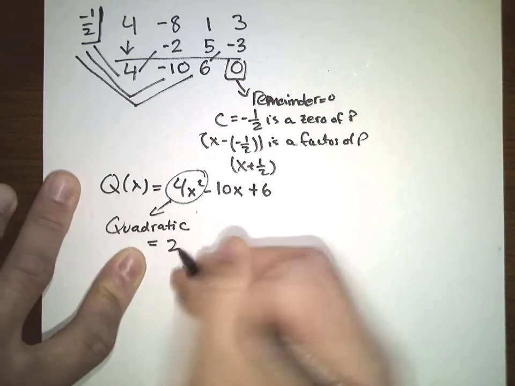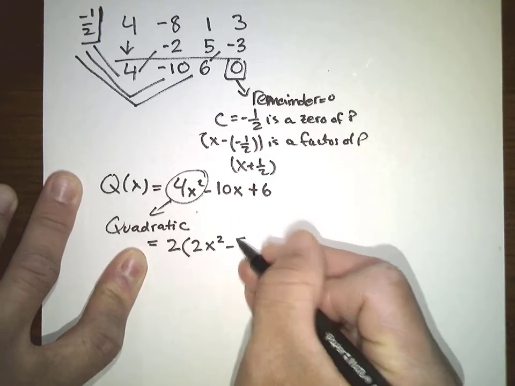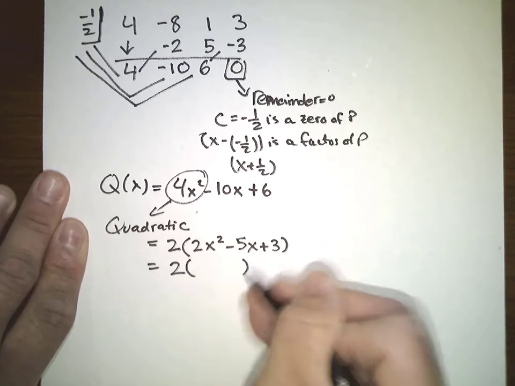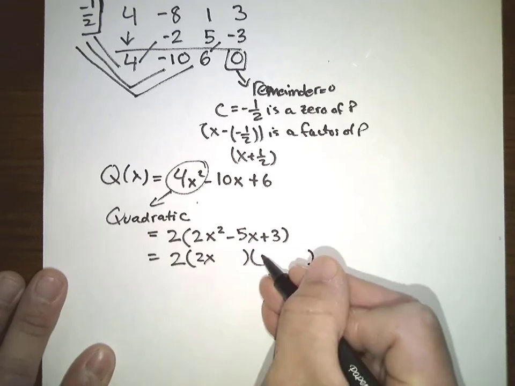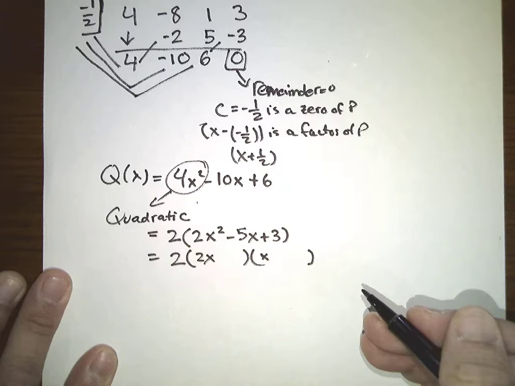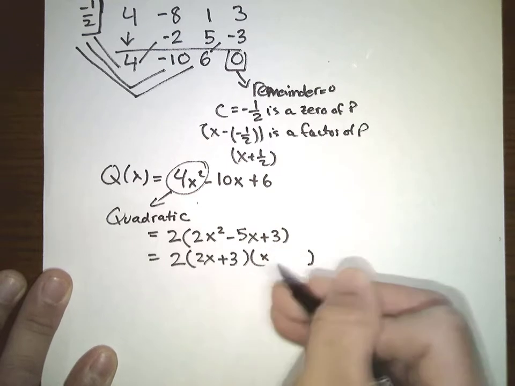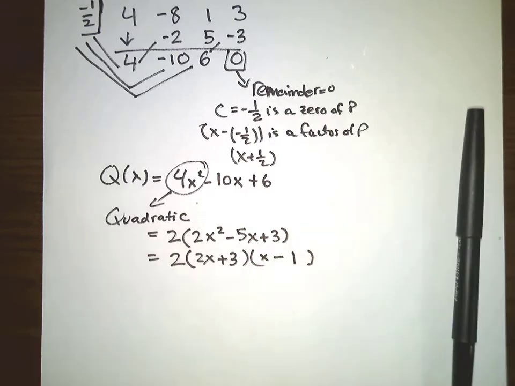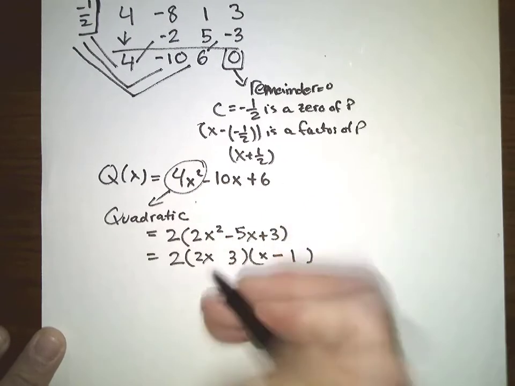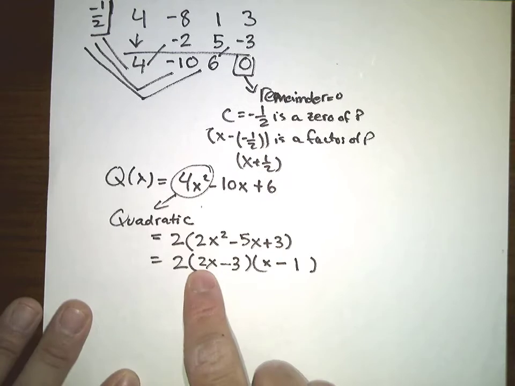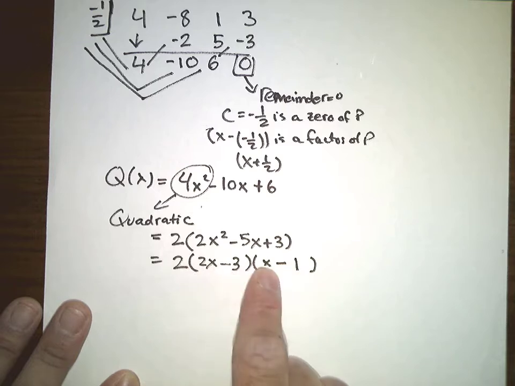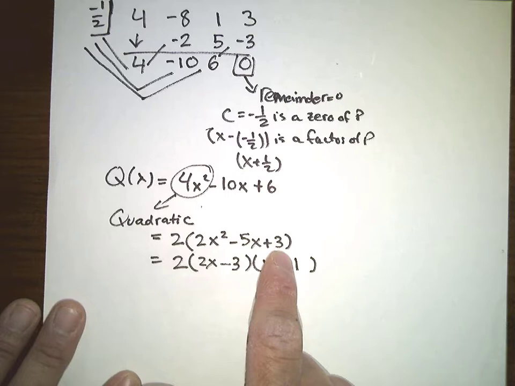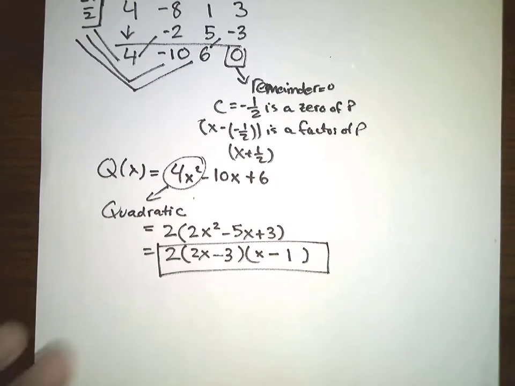So I can factor out a 2 to get 2 times 2x squared minus 5x plus 3. And then I can factor this part into 2x and x. So that should be, what is it? Well, that should be a plus 3 and a minus 1, I think. No, minus. Okay, there we go. I was staring into space again, and I see that I have 2x squared minus 2x minus 3x plus 3, which gives me 2x squared minus 5x plus 3. So these are the other factors of p.